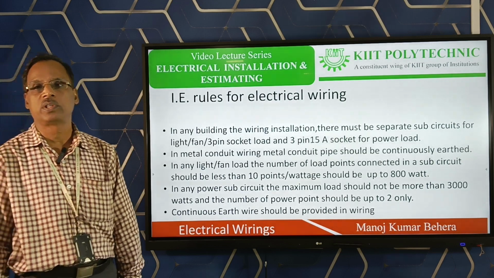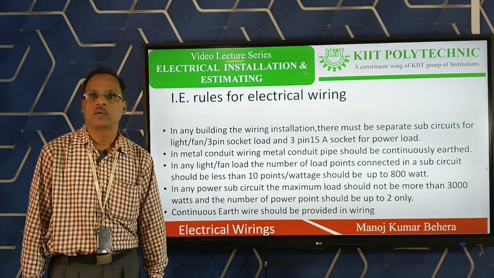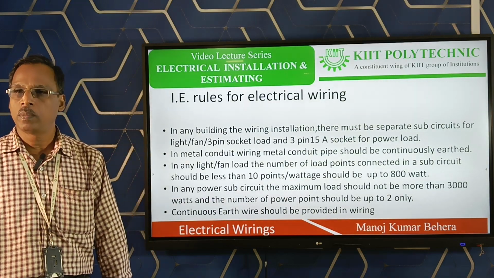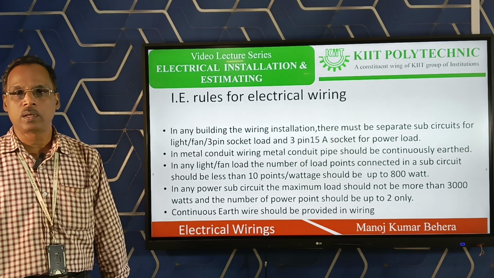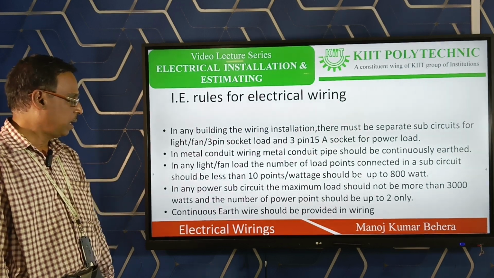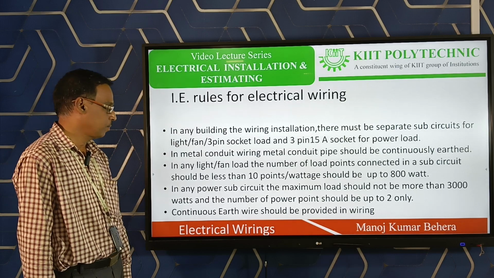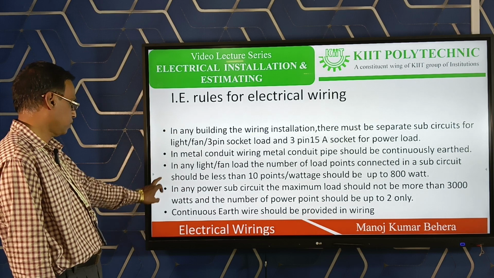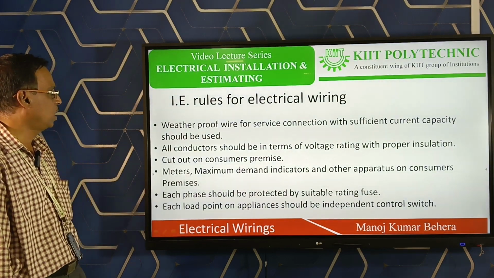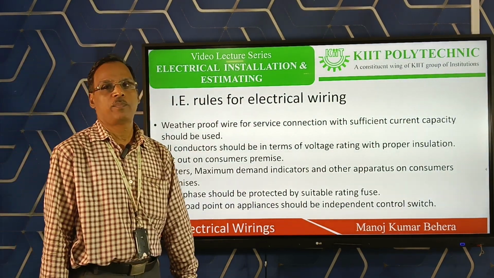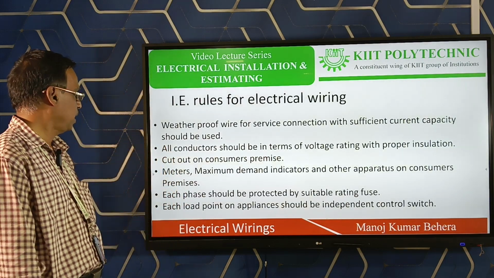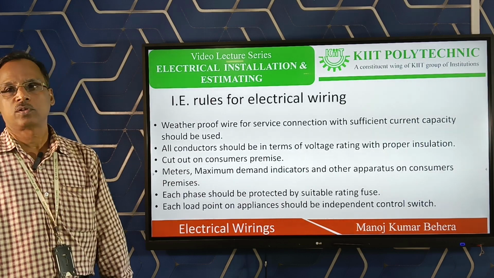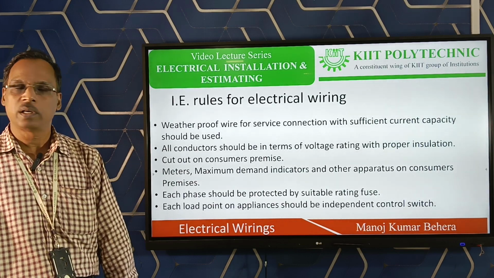Power load means we can use a geyser, an air conditioner, or an induction cooker. These are the power loads. Maximum we can use 2 induction cookers or 2 geysers so that they can work properly. This wattage should be limited within 3000 watts. The next Indian electricity rule is that cable provided should be waterproof. Next, all conductors should have proper voltage rating and proper insulation, so proper rating of cable should be used.